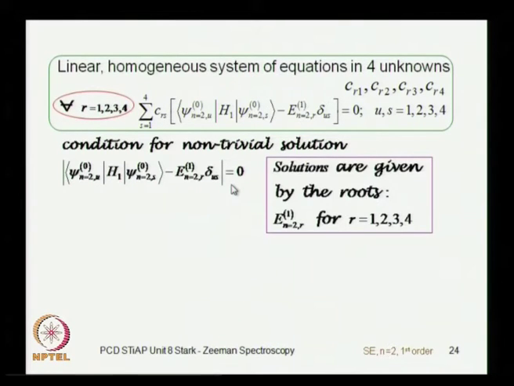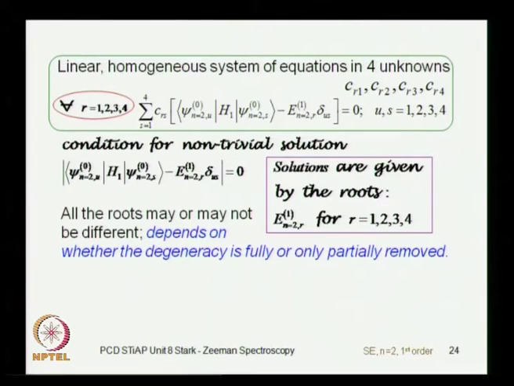So, this is the condition to get non-trivial solutions, and the roots will give you the corrections, the energy corrections that you are looking for. Okay. So, these are the 4 roots that you are looking for. They may all be different from each other if the degeneracy is fully resolved. If not, some of them may be the same, or they may all be the same. So, you never know, right.